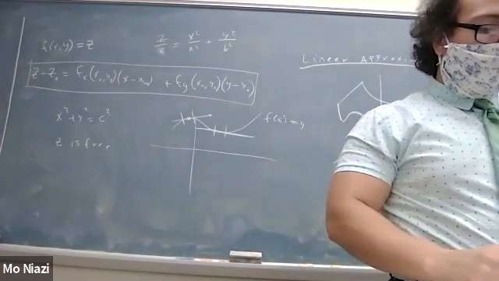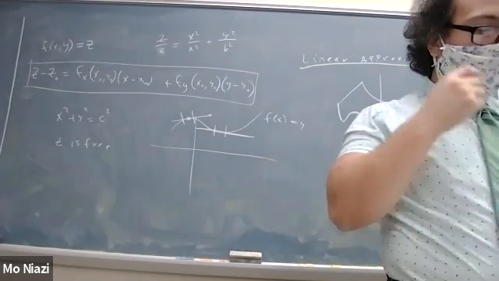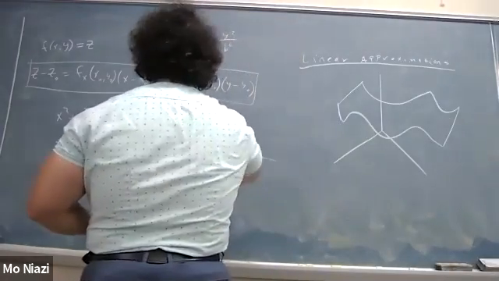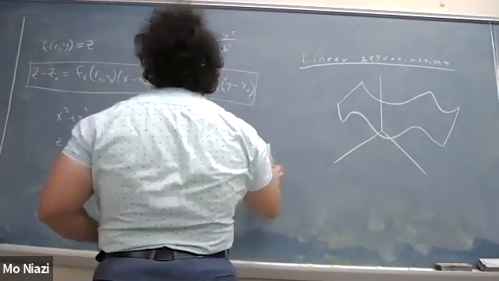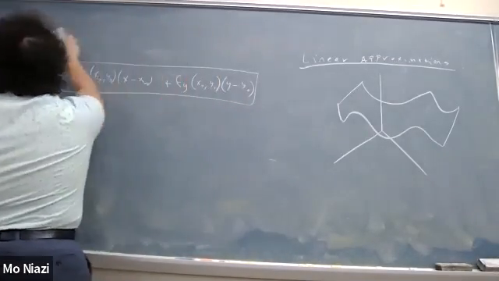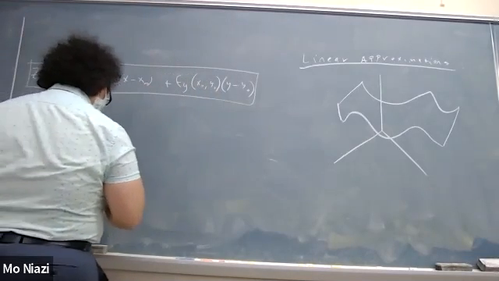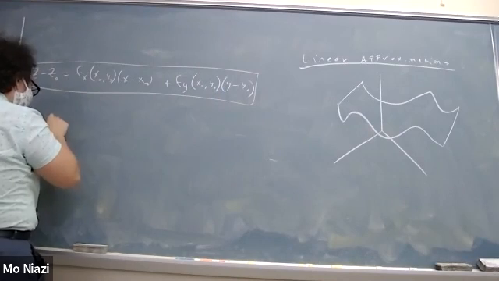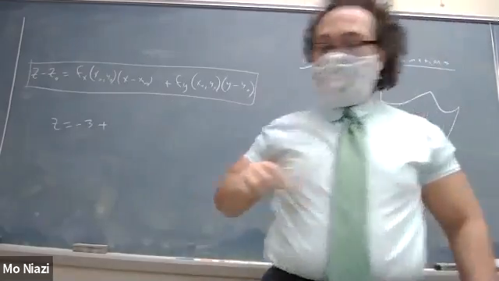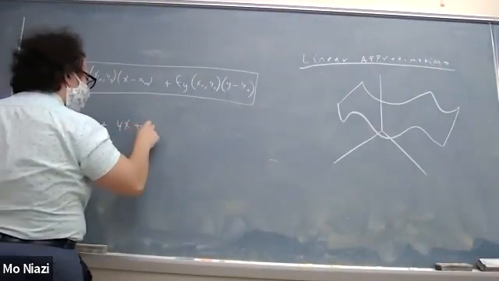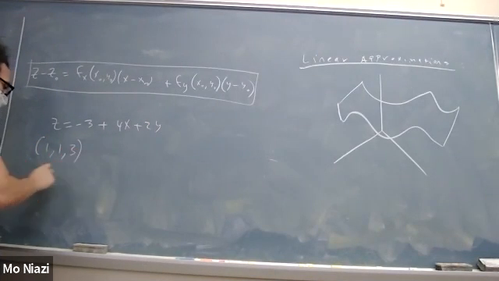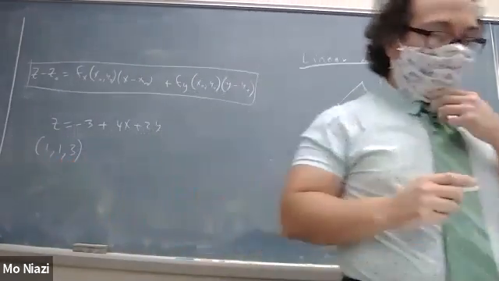So let's talk about the tangent plane we came up with earlier. Did I erase the value? I did. So let's keep this like this. The tangent plane we came up with earlier was z equals -3 plus 4x plus 2y. And our point of interest was (1, 1, 3), I believe. Okay, so we're on the same page.